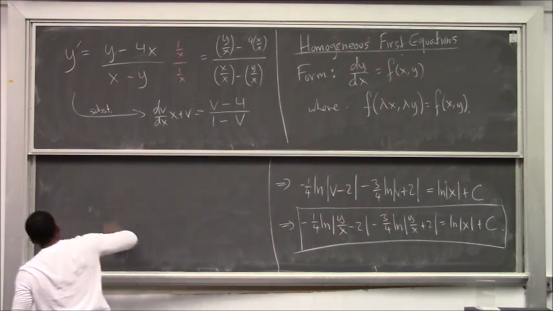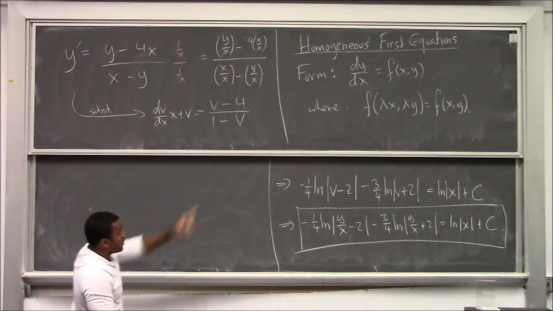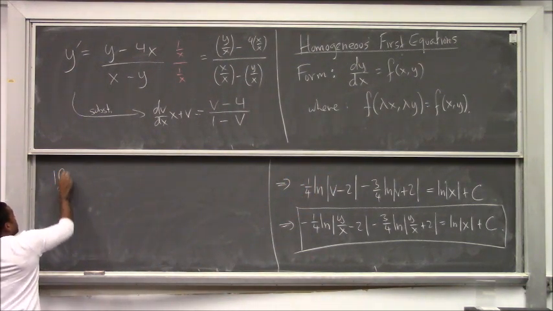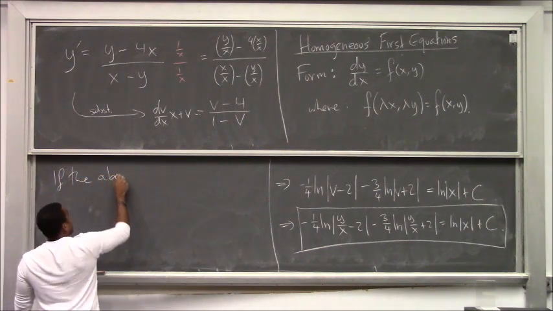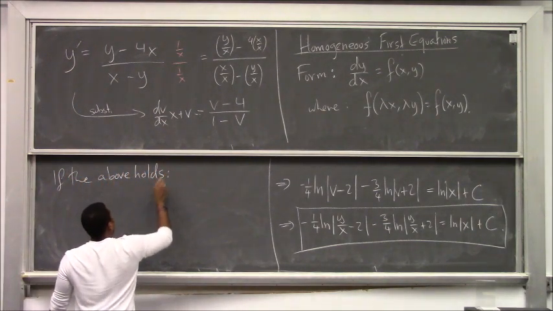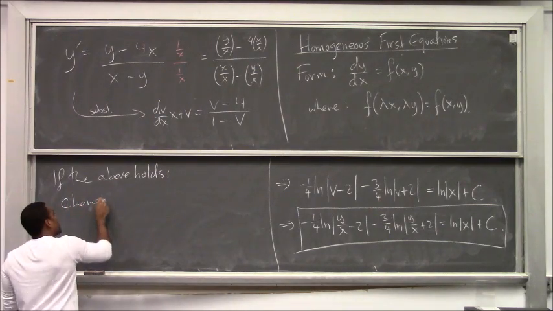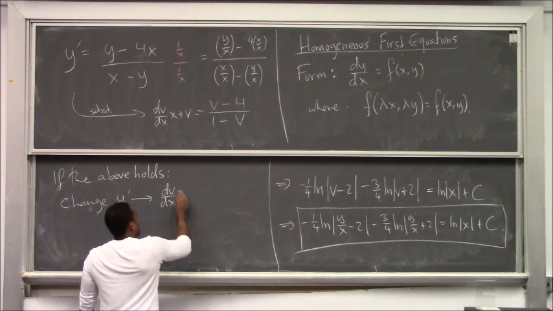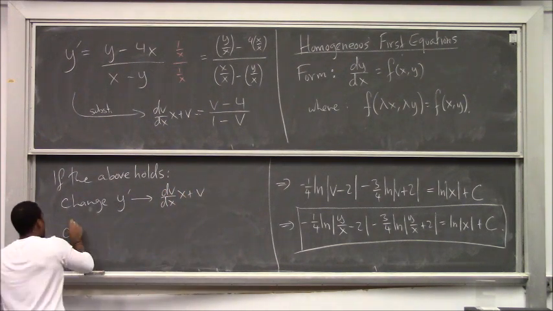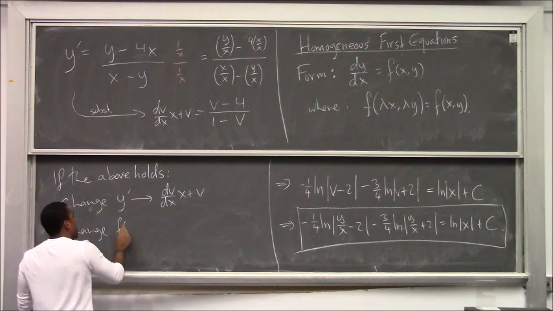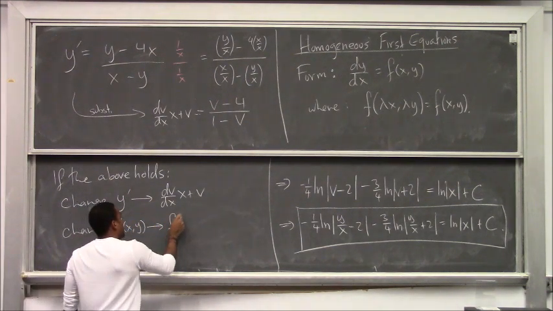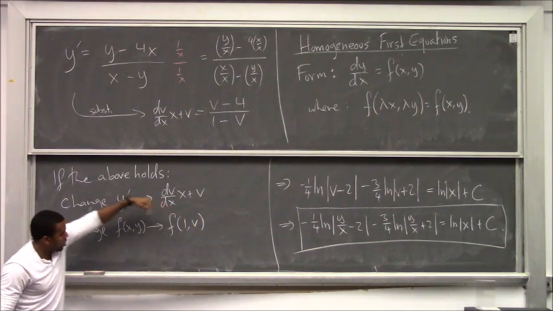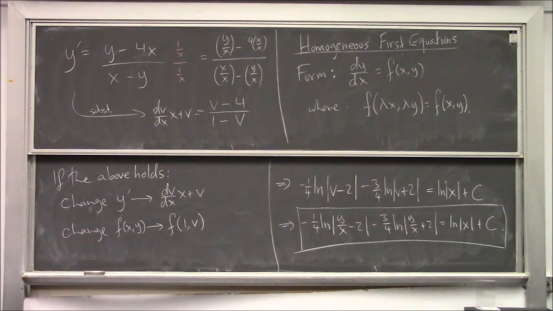So this one is a little bit more detailed. You write it in that form and make this check. Now, if the above holds, you're going to change the y prime to dv/dx times x plus v, and you're going to change the f of x, y to f of 1 comma v. Because as I explained, all the x's are going to be replaced with 1, all the y's are going to be replaced with v when we do this manipulation.